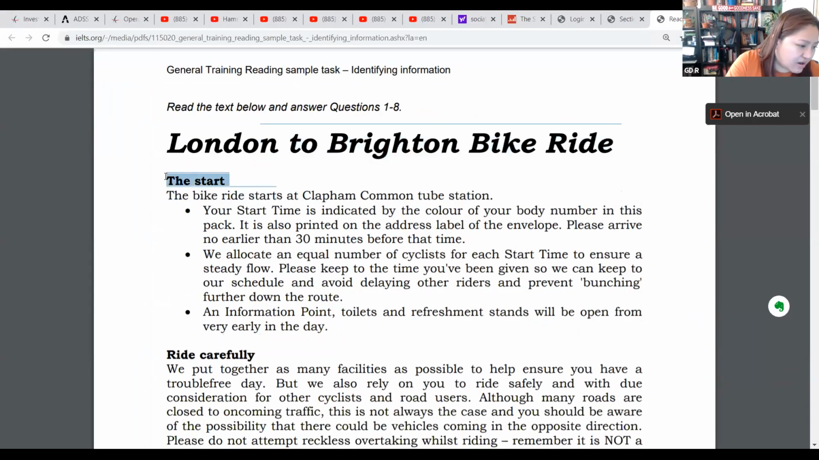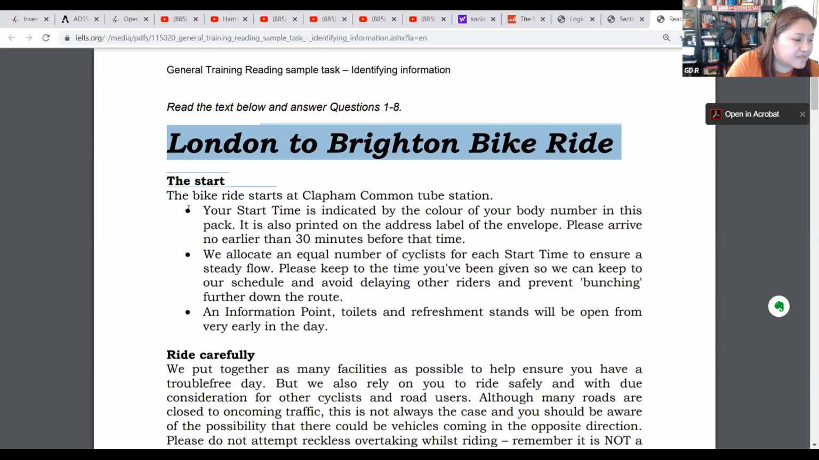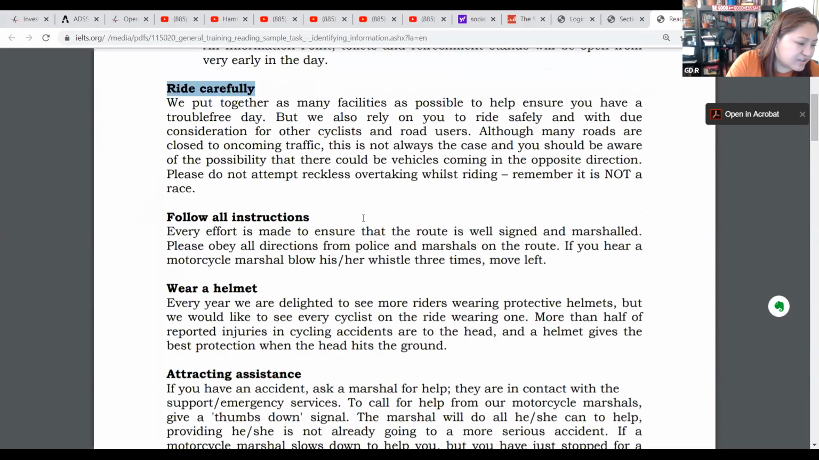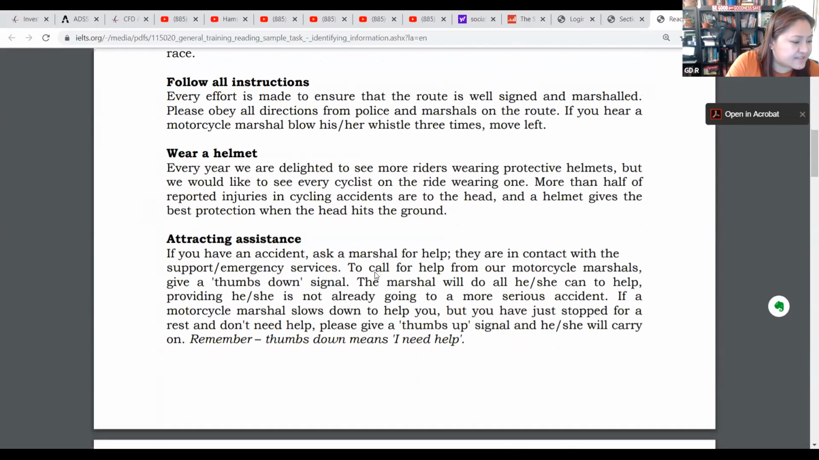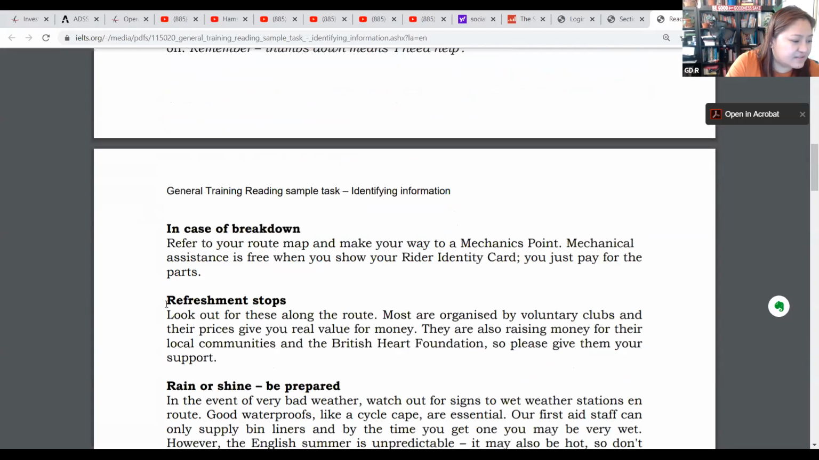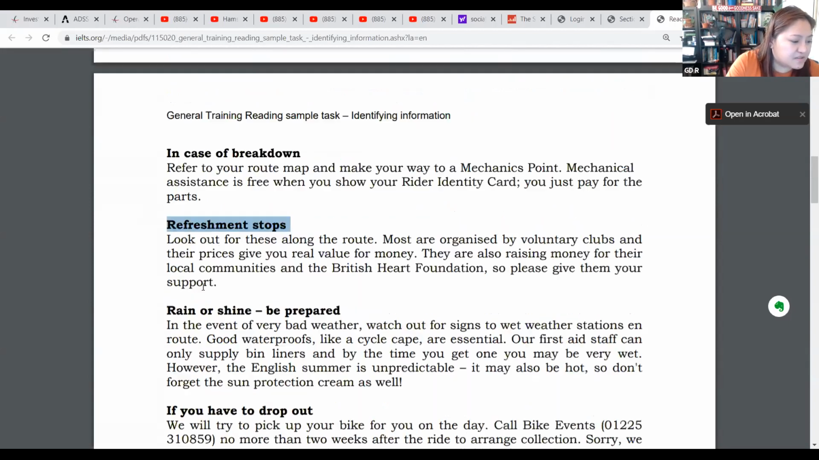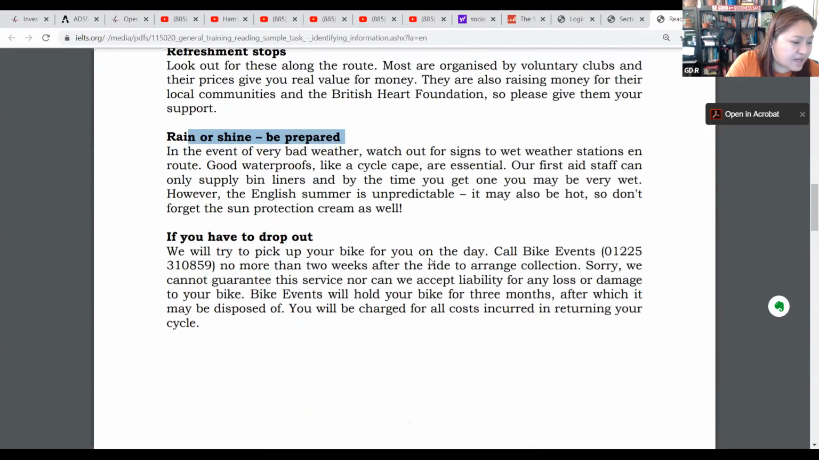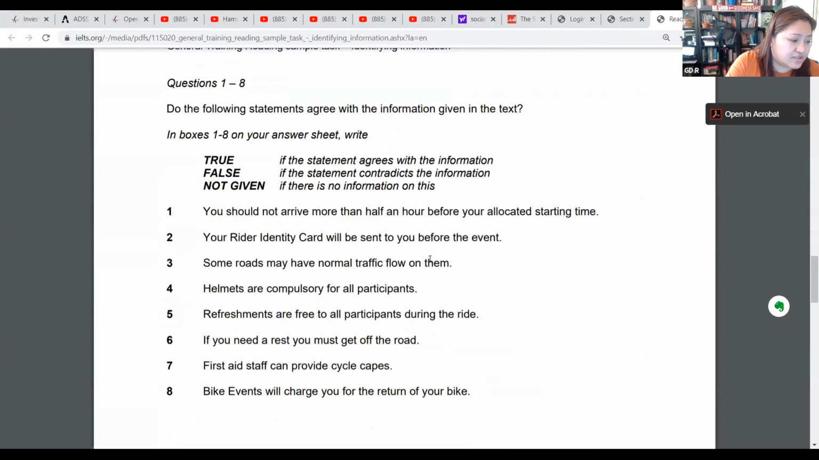So the title is London to Brighton Bike Ride. Start. Just read the titles for the time being. Ride carefully. Following all instructions. Wear a helmet. Attracting assistance. In case of breakdown. Refreshment stops. Rain or shine, be prepared. If you have to drop out.